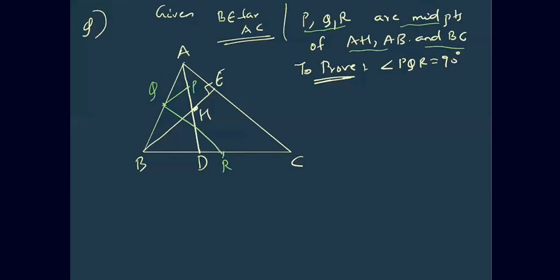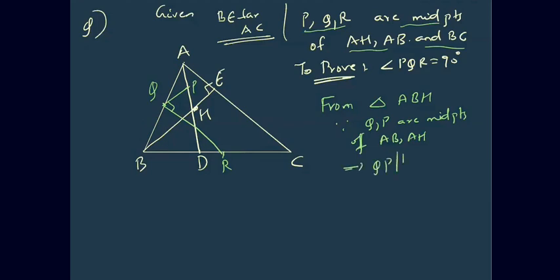So I need to prove that this angle PQR is 90 degrees. Fine. So let us consider this triangle ABH. If you consider triangle ABH, Q and P are midpoints of AB and AH. So from triangle ABH, since Q and P are midpoints of AB and AH, I can say that QP must be parallel to BH, right?